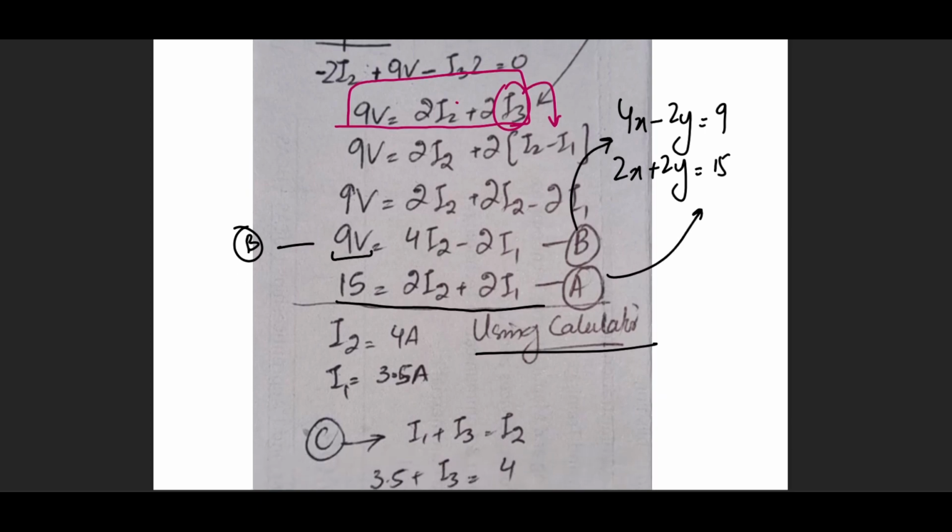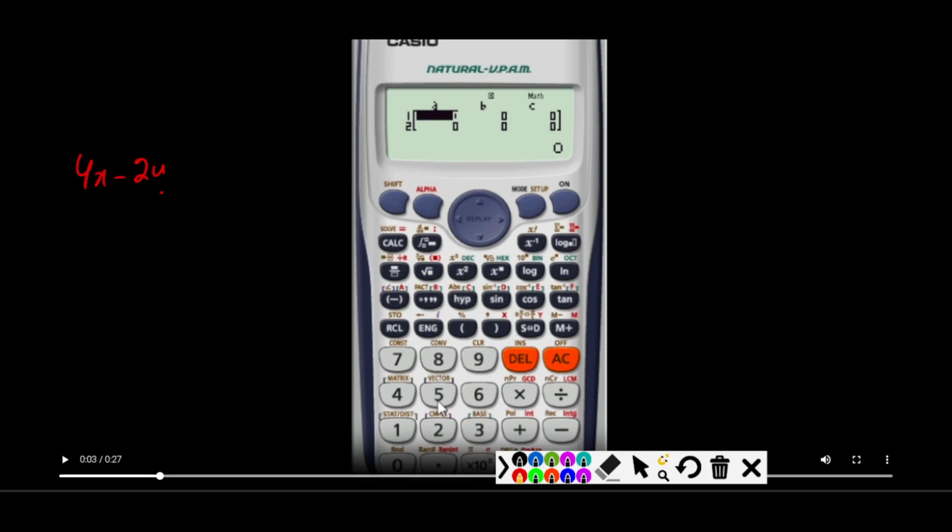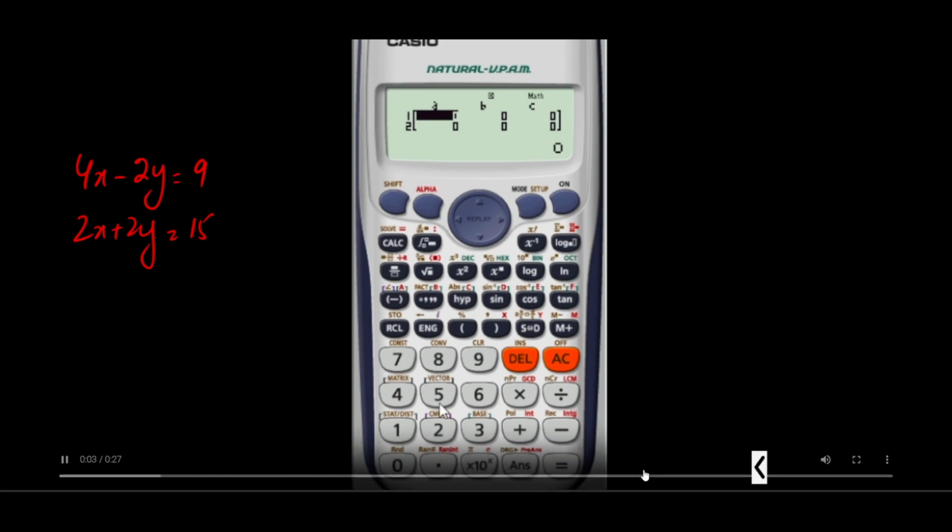Okay, so I'm going to write these equations down on the video. So this is what you get: 4x minus 2y equals 9 and 2x plus 2y equals 15. These are our two equations. Now observe how we are going to put them over here. I put 4 for x, minus 2 for y, and 9 when it was on the other side of the equation. Then 2, then 2 again, and 15.